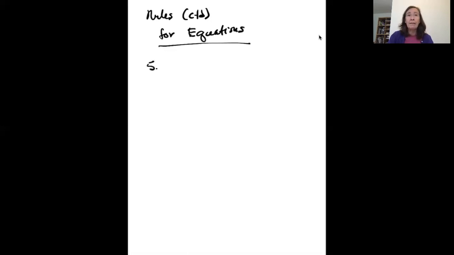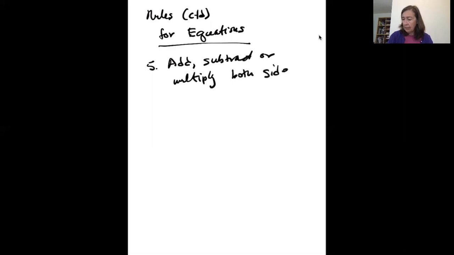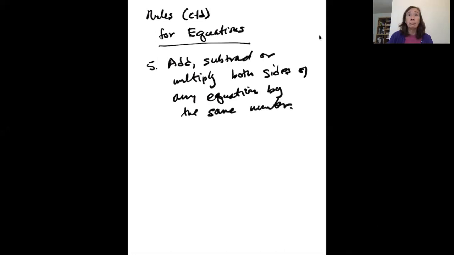Rule 5 is we can add, subtract, or multiply both sides of any equation by the same number.